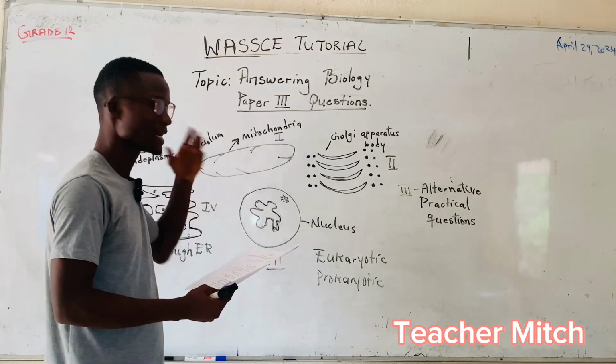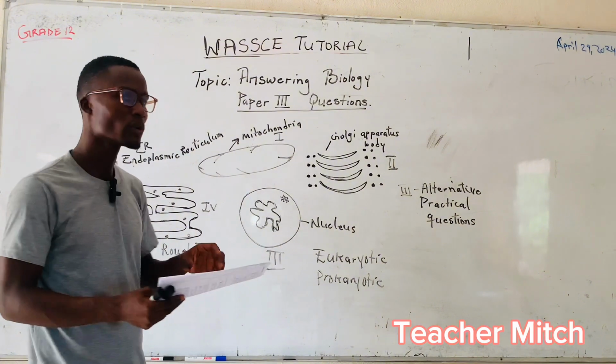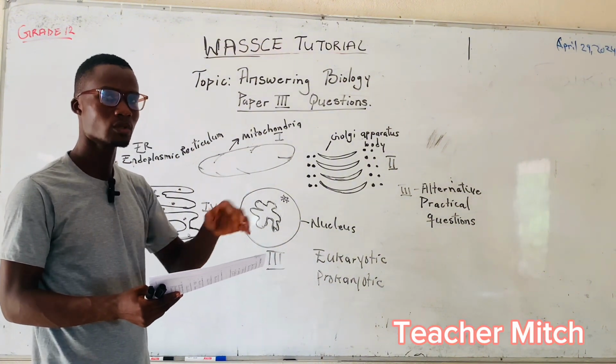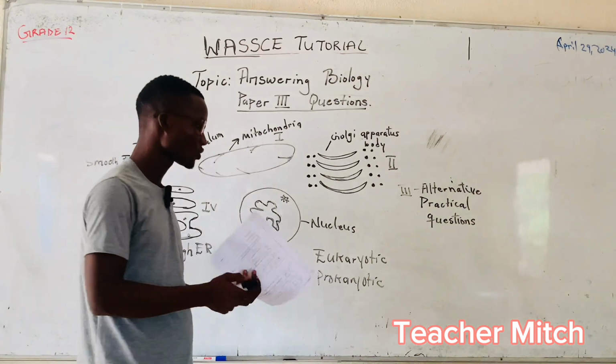And then 2, they say name the instrument used to observe and study the illustrated structures. These structures, we cannot see them with our naked eyes because they are so tiny. So if we want to study a cell and look at the organelles that are within the cell, we use what? The microscope.